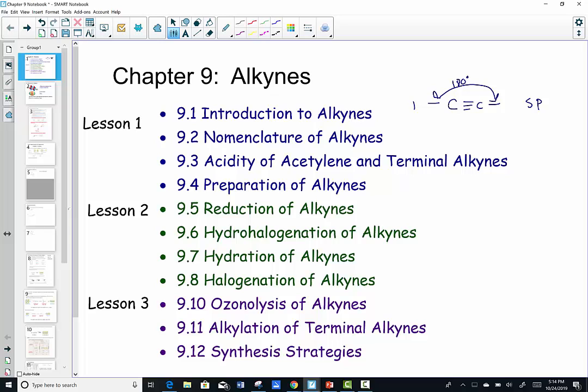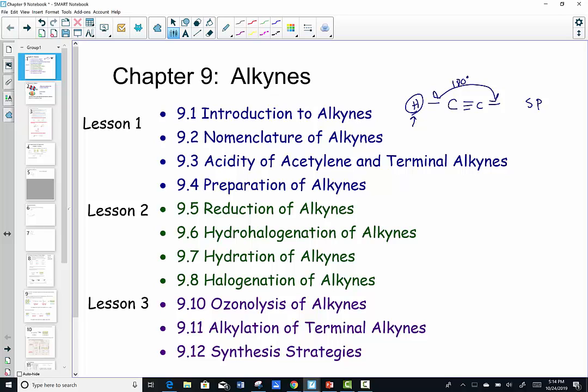Just interpreting that, it says this hydrogen on the end of an alkyne is very acidic, and we'll do some acid-base chemistry. And in our fourth lesson, the preparation of alkynes. How can we make an alkyne from something called a di-substituted alkyl halide? Very similar to the lessons of alkene. Those 4 sections will be the focus of this first lesson in Chapter 9.